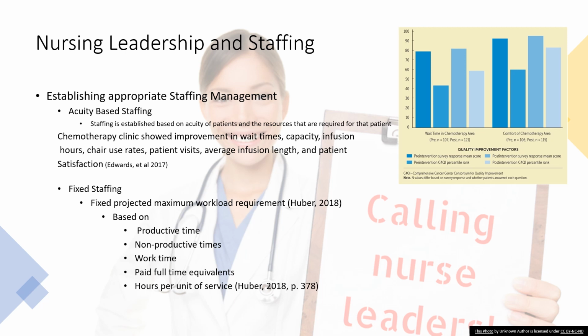So the staffing is established based on the acuity of patients and the resources that the patient needs, instead of just this nurse can have this many patients. They're going to look at how sick the patient is, how many resources this patient needs, and then develop staffing based on these. This here, Edwards, is an example of a chemotherapy clinic that implemented acuity-based staffing.